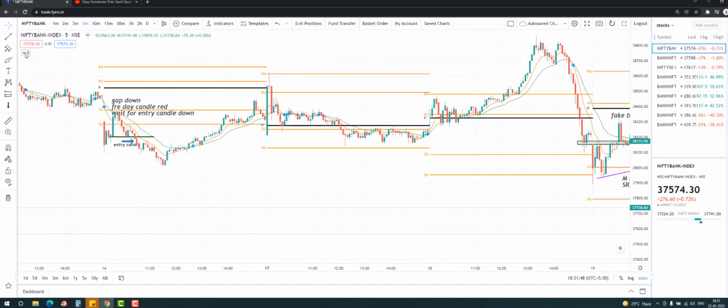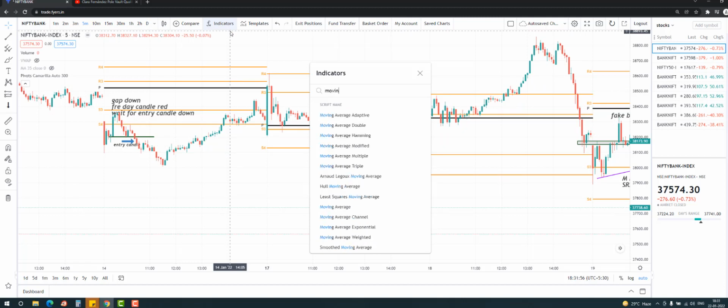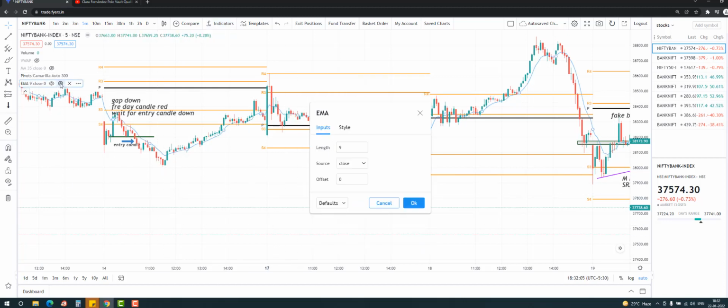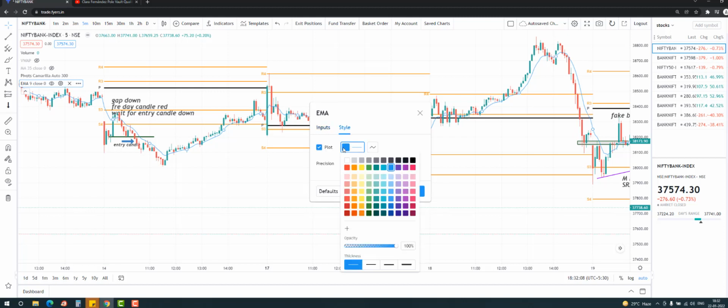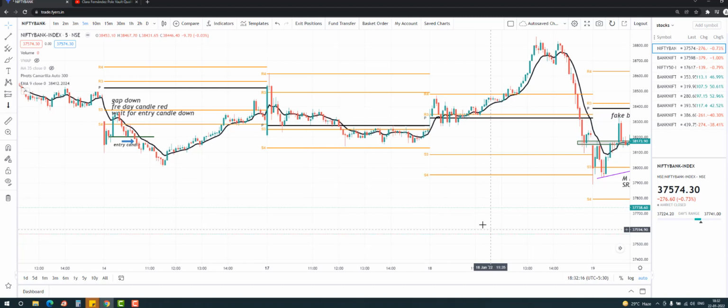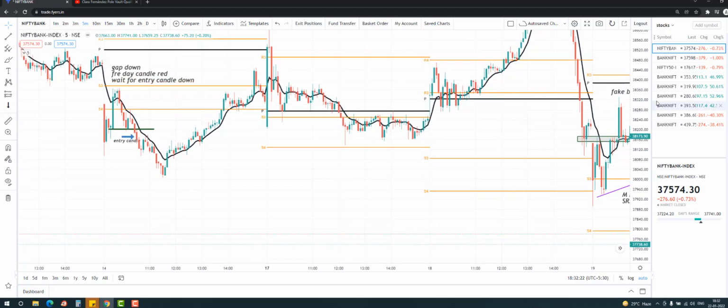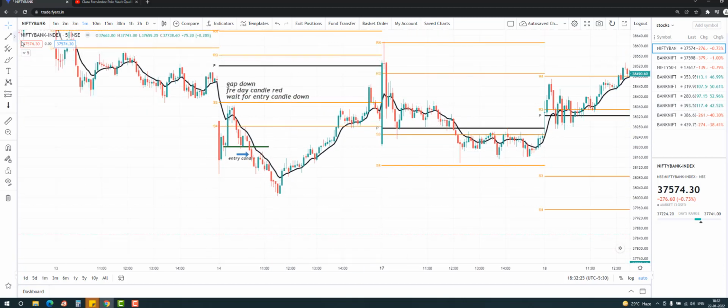So here, I'll just cut this off. I'll take a moving average. I'll go for an exponential moving average, 9 period. I'll change the color and style to something darker, a black, to make it a little more visible. Maybe, yeah, this is fine. So this is a 9 period moving average which I've plotted. I don't have any other indicators being shown; the rest of the indicators I'm going to take away.